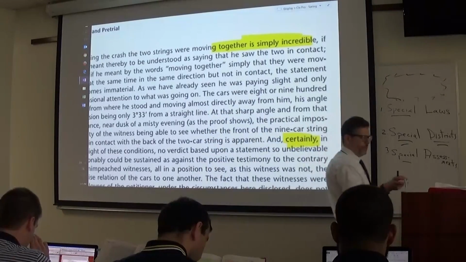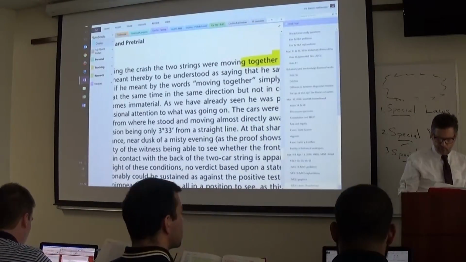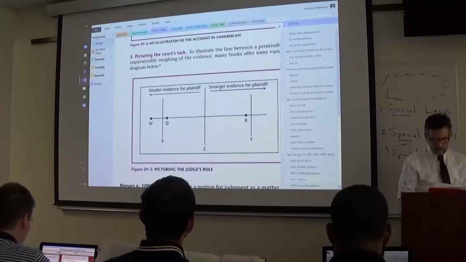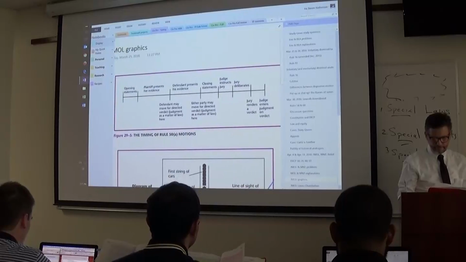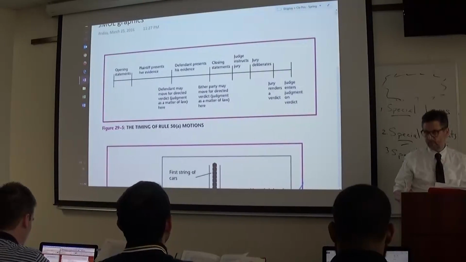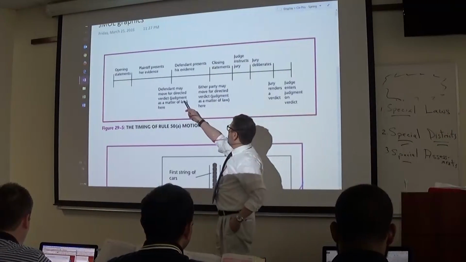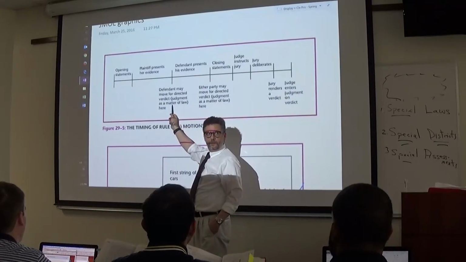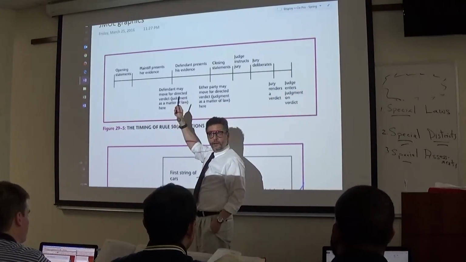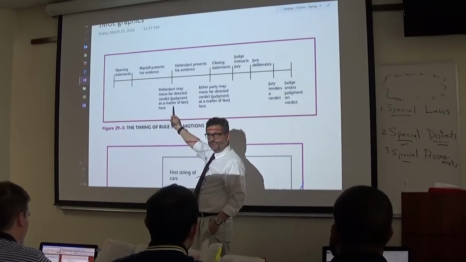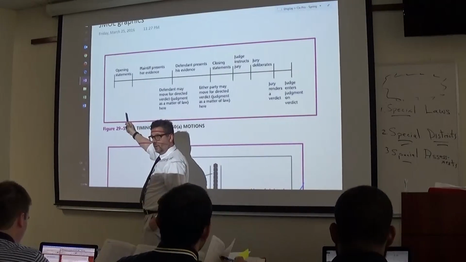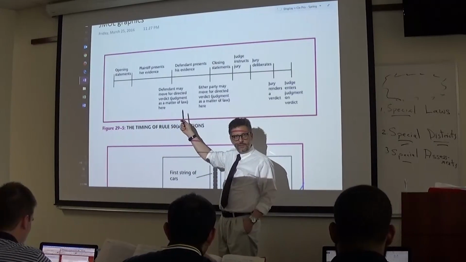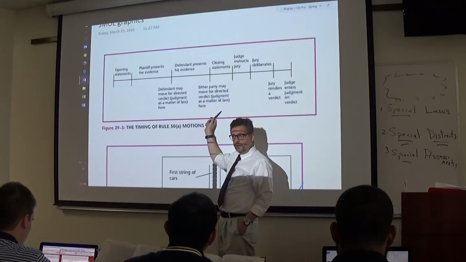When did Hardee's move for a directed verdict? At what point in the trial? Where in this picture? Here or here? This one? That's correct. Hardee's moved for directed verdict after the plaintiff was done with his case. Okay? At that point. Had the defendant put on its case yet? No. It had not. Okay?